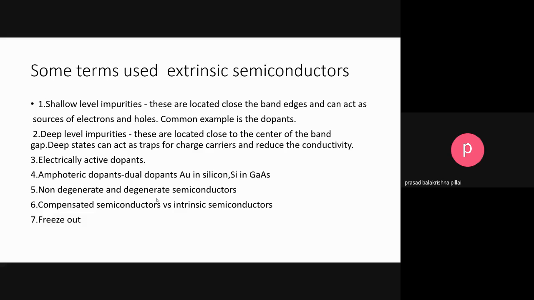In order to understand this, we need to understand from where that phosphorus is getting energy to liberate the electron. From where is it getting the energy for ionization in the normal case?